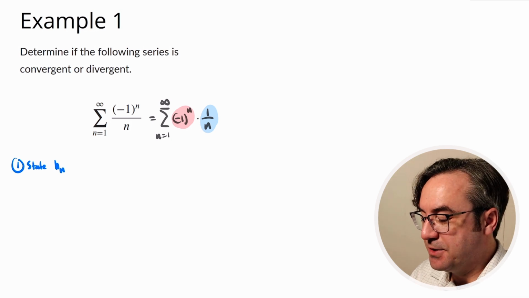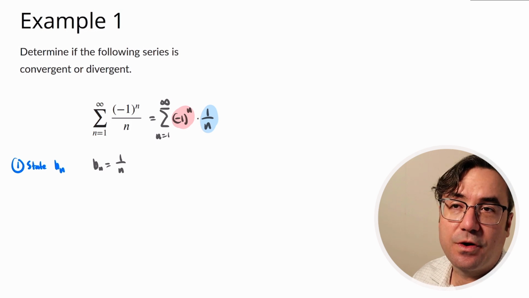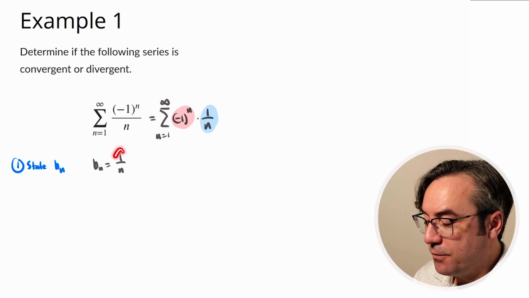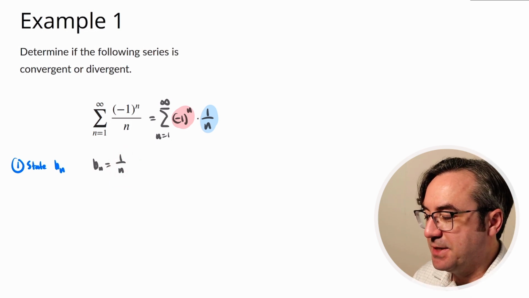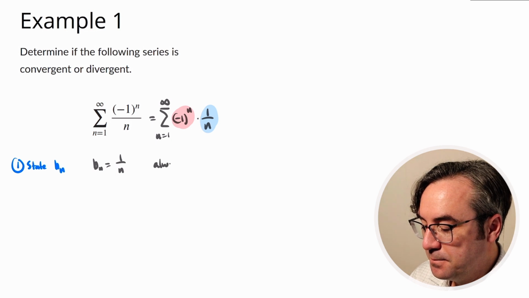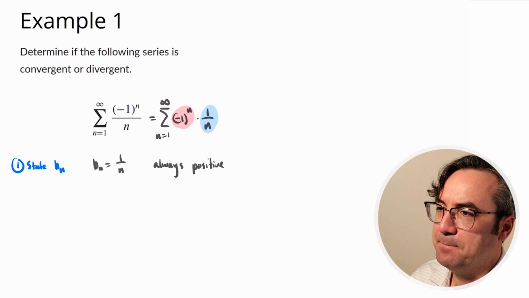Well, Bn is all that stuff except for the alternating component. So it's the 1 over n term. And 1 over n, well, n is a positive integer, so this thing is positive. So Bn is always positive.